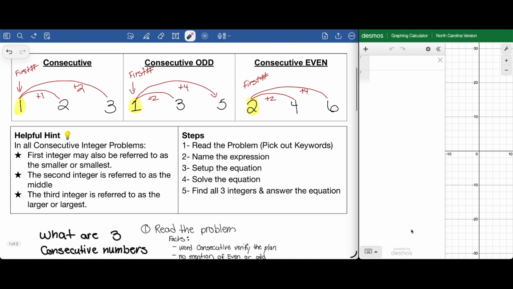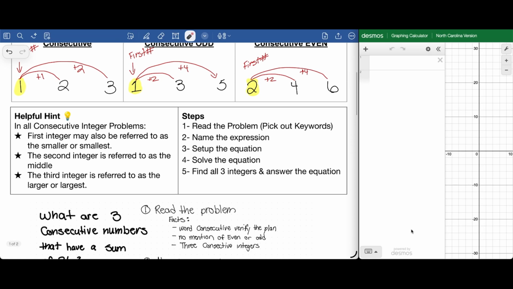Now, before we begin the examples, let's look at some helpful hints. It says in all consecutive integer problems, your first integer, which is the one you're always going to get once you solve, is going to be referred to as the smaller or the smallest. The second integer is going to be referred to as the middle. And the third integer is going to be referred to as your larger or your largest one in your list. Okay. Now, the steps we're going to follow when we go through and solve, we're going to first read the problem.